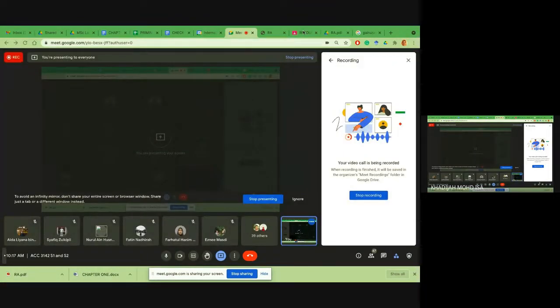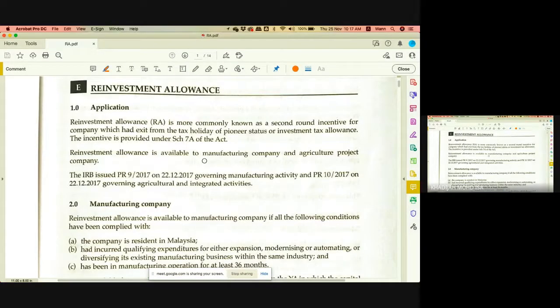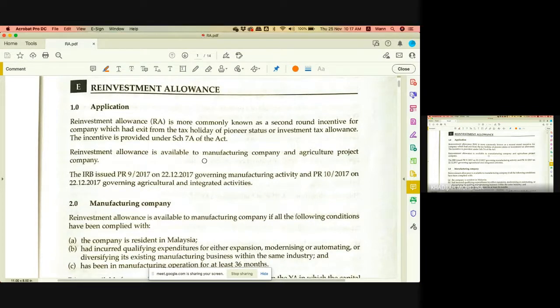So what is reinvestment allowance? Look at the name, reinvestment. It means that it's the allowance given for you to invest, and in this case we call it a reinvestment. So you make additional investment. Normally a company will invest into their capex during the first years of operation. So reinvestment means that this is the second round where the company invests, or the reinvestment allowance, the RA.